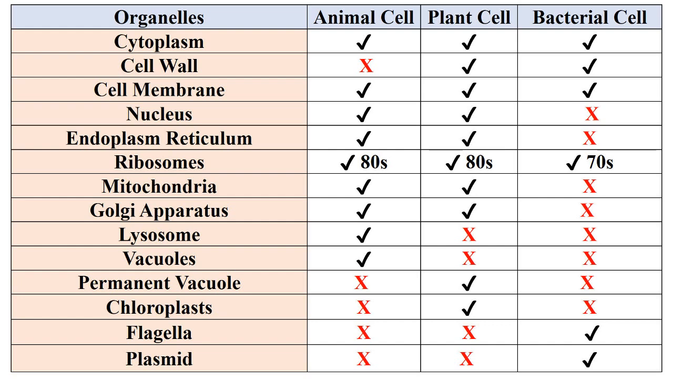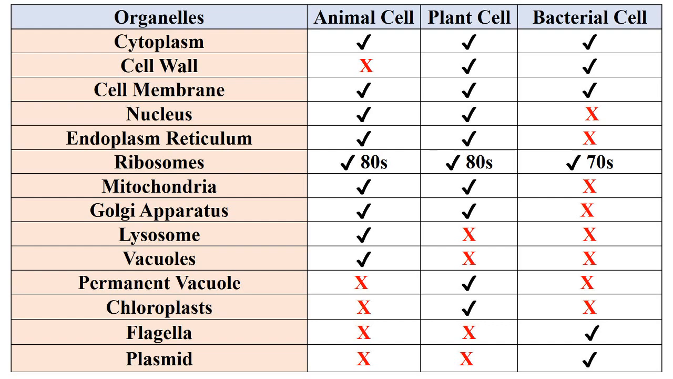While cell wall is found only in plant and bacterial cells. However, nucleus, endoplasmic reticulum, mitochondria, and Golgi apparatus are found only in animal and plant cells.